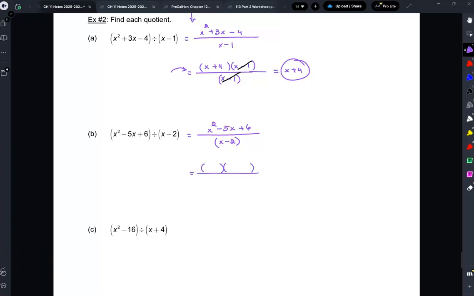Okay, Ashley, how can we factor this? Table. Okay, let's do a table. Go ahead and do the table and then let me know how we can factor this. Oh, negative 2, negative 3. The x minus 2's reduce, so I get x minus 3.